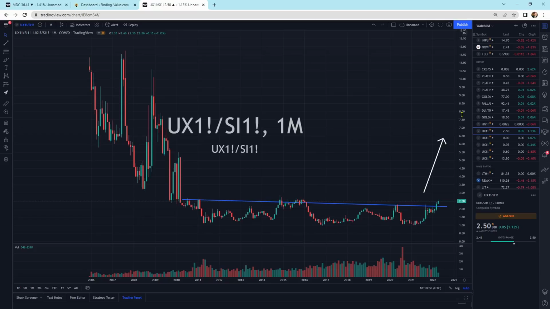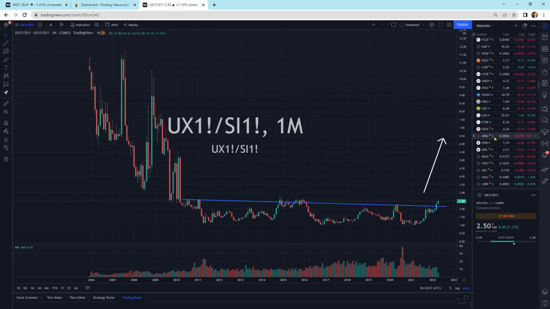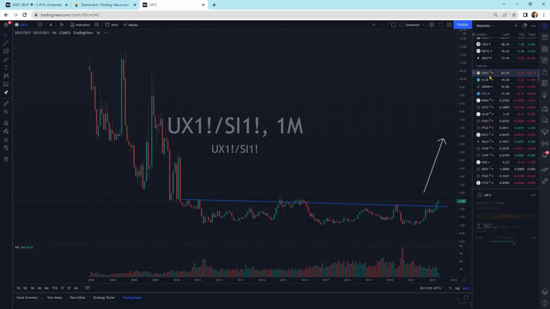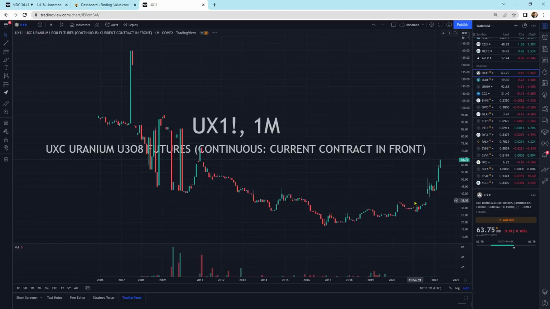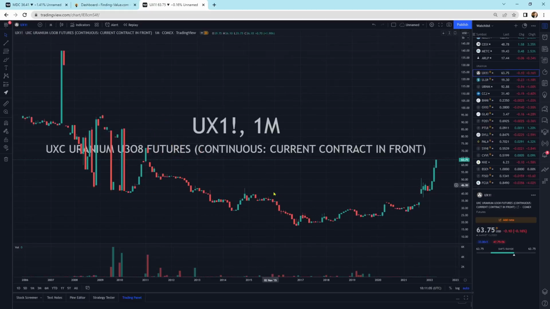So that is one of the sectors that I would look at. Now that uranium is looking good from a ratio perspective, I start looking at uranium itself, the price. The price of uranium is rocketing. It looks really good. I'm looking for bottoming patterns. I'm looking for patterns that are breaking downtrend lines. There's a broken downtrend line.